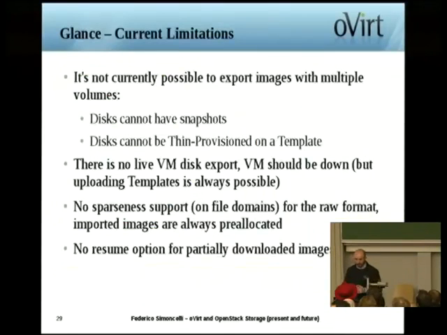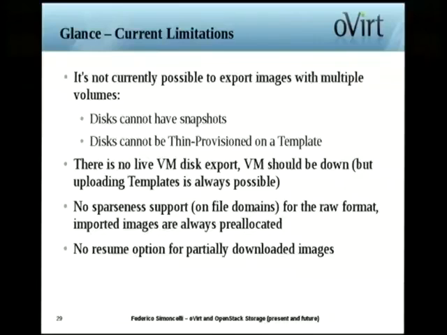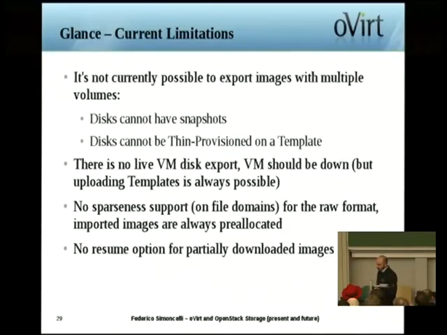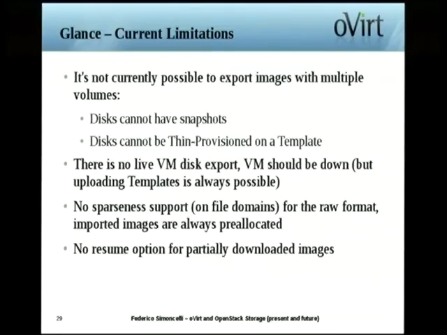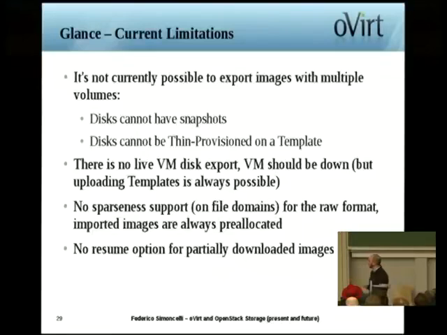In all these mechanisms, we have a few limitations. We are at the moment not able to export images with multiple volumes. This means that we cannot export disks that have snapshots or that are thin provisioned on a template. This is because we want to export one image that is fully contained, while we are using external snapshots for volumes, right? So it means that if we want to export these images, we would have to collapse them. But I have one slide about that later.